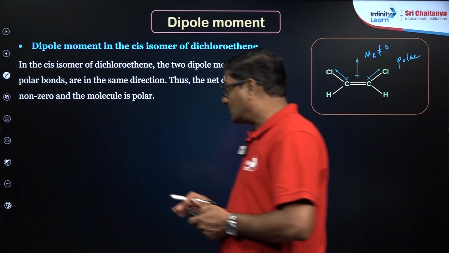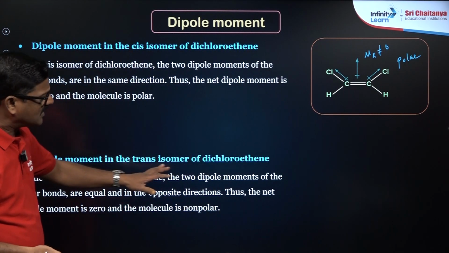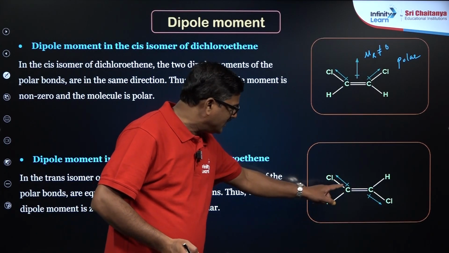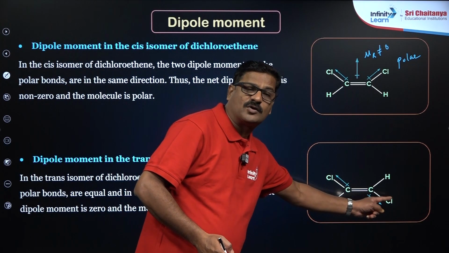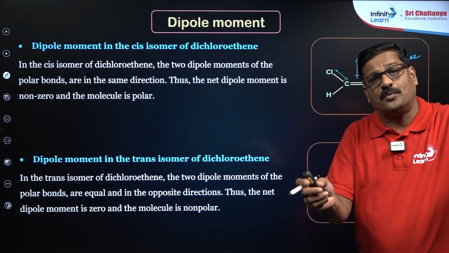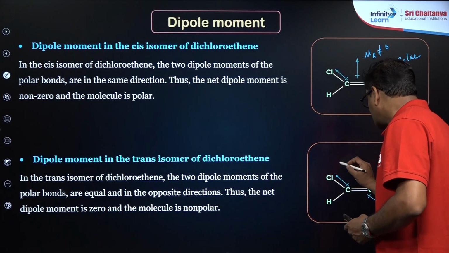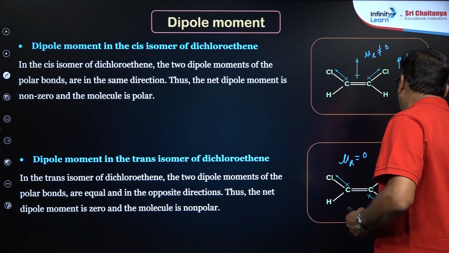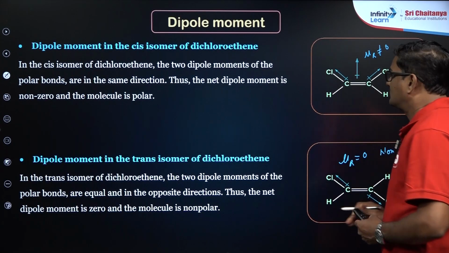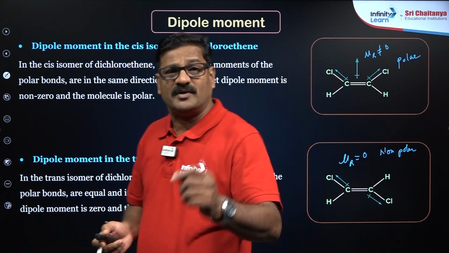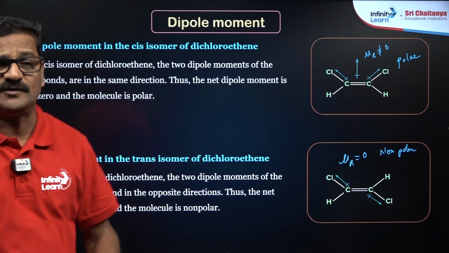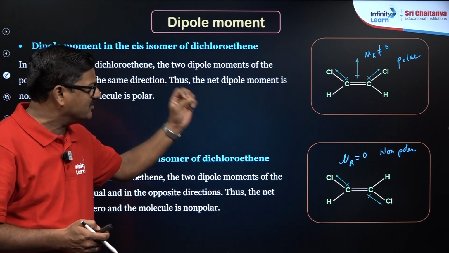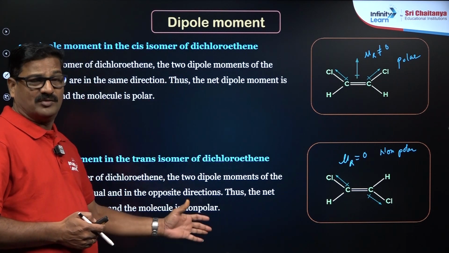Whereas in the case of the trans isomer, you can check it, this chlorine and carbon bond moment is opposing this carbon and chlorine bond moment. So when they oppose in opposite directions, they cancel, it is going to be 0, it is said to be non-polar. So in organic chemistry also, this dipole moment is extremely important, so that you can decide their behavior, and the polarity and the physical and chemical properties are based on this dipole moment.